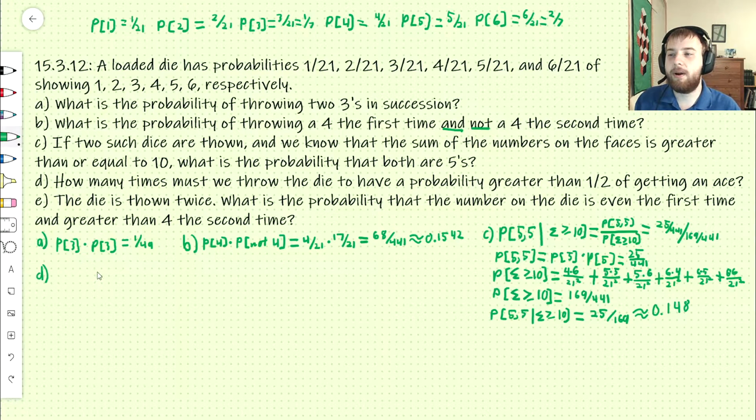But instead, the way we're going to think about this problem is, what's the probability that we don't get a 1, which is 20 out of 21? Because that we can scale much more easily than the rest of it. So the probability of not a 1 is equal to 20 over 21.